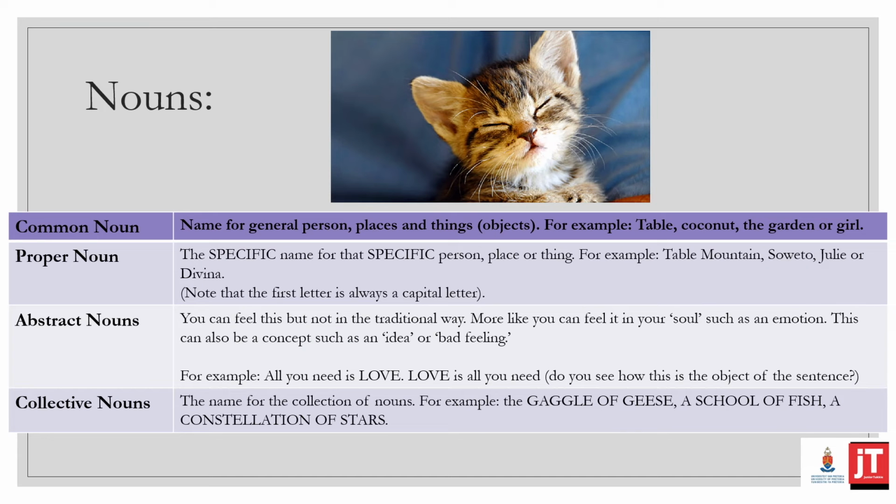All right, so we are going to quickly revise nouns. I say that because we do have a video on the different types of nouns out there, which I'd like you to check out if you're a bit unsure. But for now, let's quickly revise our nouns. A common noun is the name for a general person, place, or thing, for objects or subjects. So the key word here is general. Common, general. For example, table, coconut, the garden, a girl. These are all things that we can physically touch. But it's just a general name.